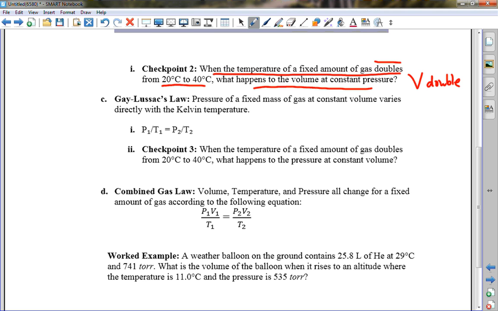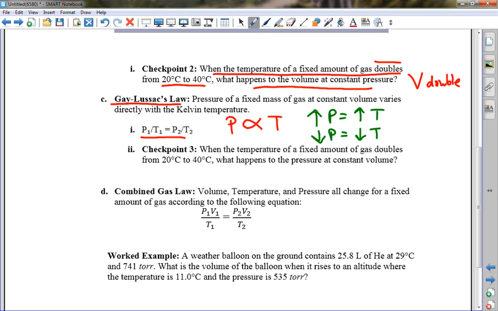Another law that you need to understand is what's called Gay-Lussac's law. Gay-Lussac's law is showing you pressure and temperature. What this is saying is that pressure is also directly proportional to temperature. Therefore, if you are increasing the pressure, then you are also increasing temperature. Likewise, if you're decreasing pressure, then you are also decreasing the temperature.